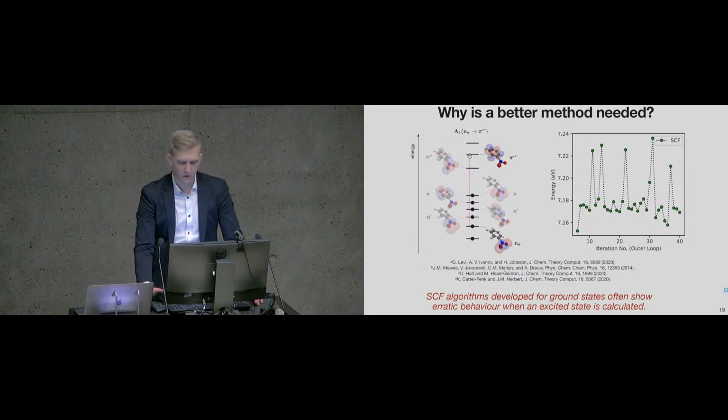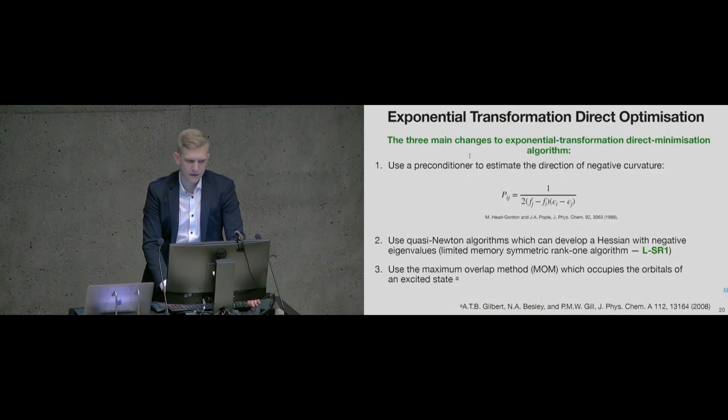Therefore, we need to develop a method which is robust. And we know that direct minimization works very well for the ground state. This is why we decided to explore it for the calculation of excited states. And here are the 3 main modifications which we made.